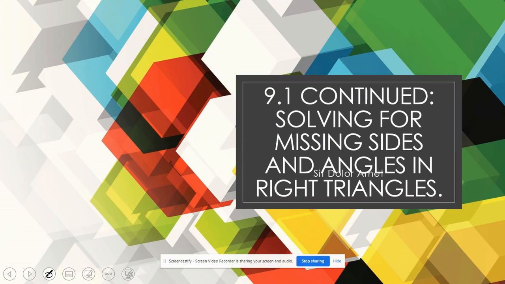Hello everybody. We are continuing our Chapter 9, Section 1, Trigonometry, and today we're going to talk about solving for missing sides. You will need your graphing calculator or scientific calculator.